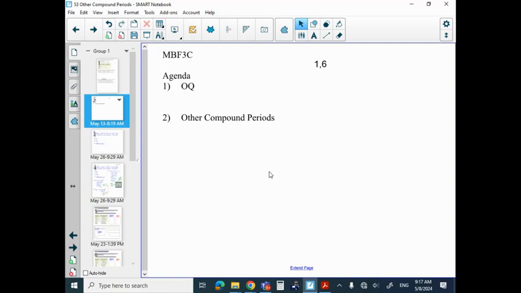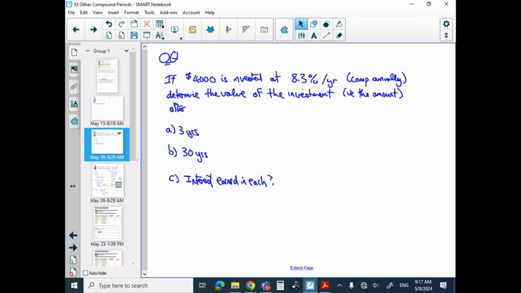So we're looking at situations in which you're compounding more than once per year. We're calling it other compounding periods. Compounding periods are normally what we've done so far in the course, each year. Before we get to that, let's just look at a question where we're compounding annually.